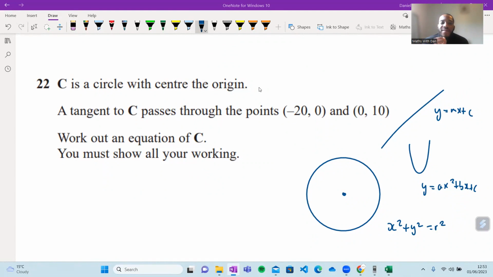What I would do, for those of us that are a bit stuck on it, is try and visualize it. It says a tangent to C. So remember from circle theorem, what is a tangent? What does that mean? Try and construct an X and Y axis, plot in those points that they said the tangent passes through, and then try and draw a circle and a tangent that reflects the question.